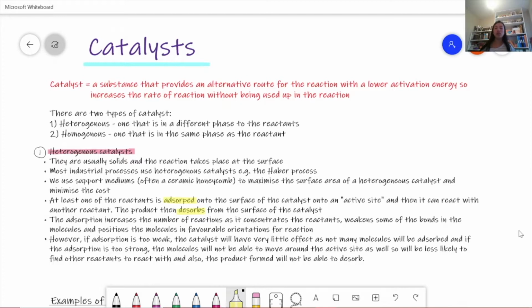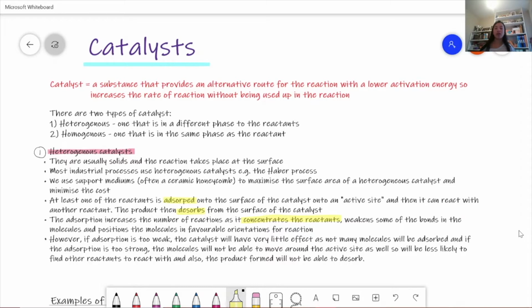Now, the adsorption increases the rate of reaction for a number of reasons. The first is that it concentrates the reactants. It basically makes all the reactants come together into the same area, so there is more chance of them reacting with each other. The adsorption also weakens some of the bonds in the molecules, which makes it easier for them to react. And the third thing is that it positions the molecules in favorable orientations for reaction, because for successful collisions, particles need to be in the right orientations in order to react.